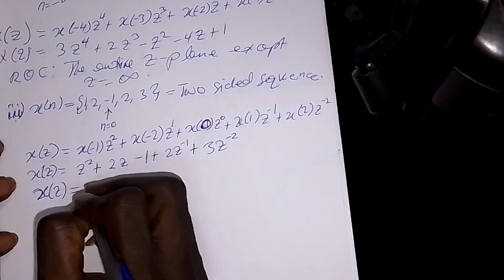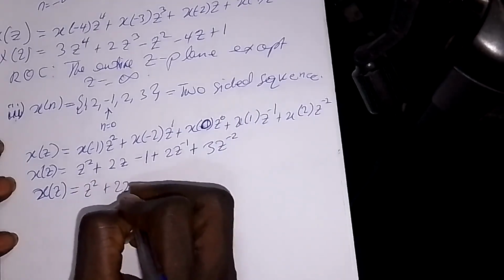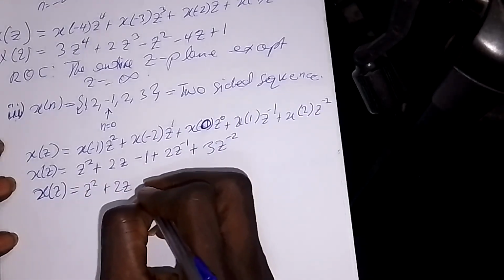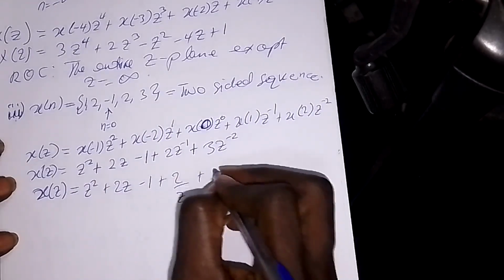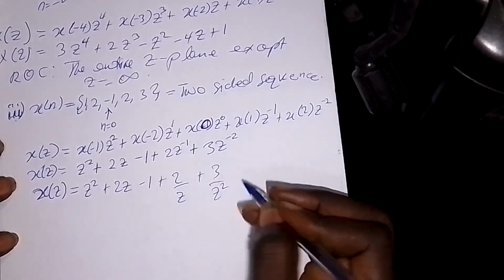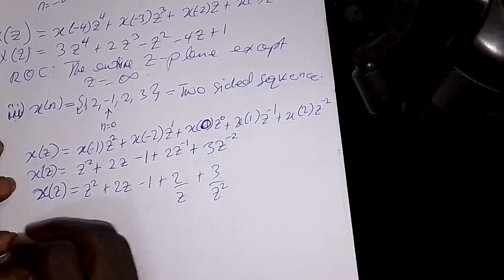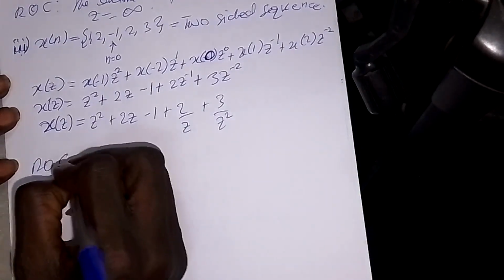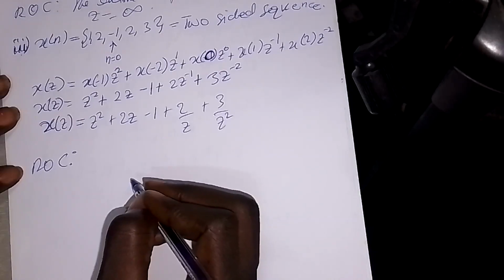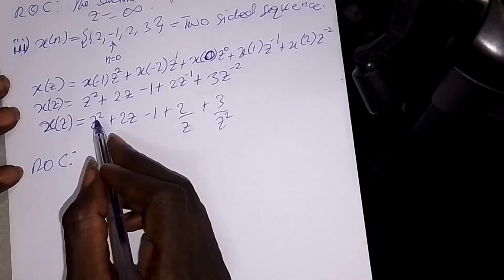So my z transform is going to be z squared plus 2z, minus 1 plus 2 over z plus 3 over z squared. Okay, so this is going to be my transform. Then what will be my ROC? So now my ROC is going to be what? This place.